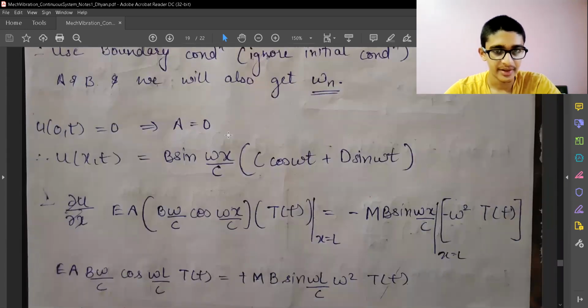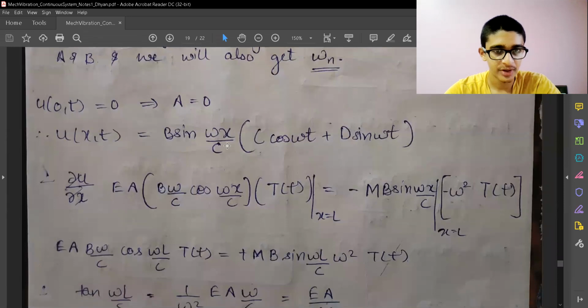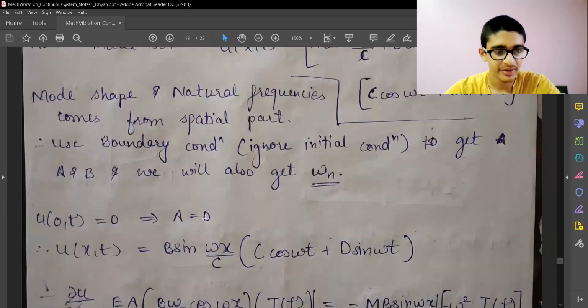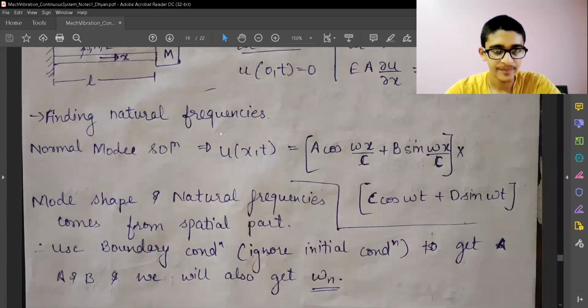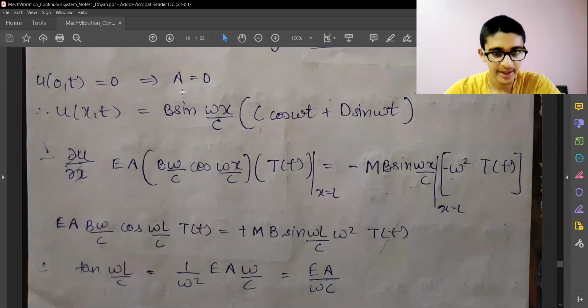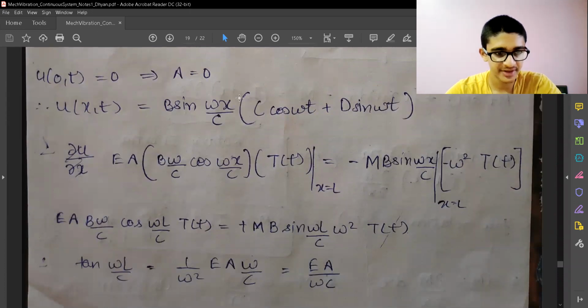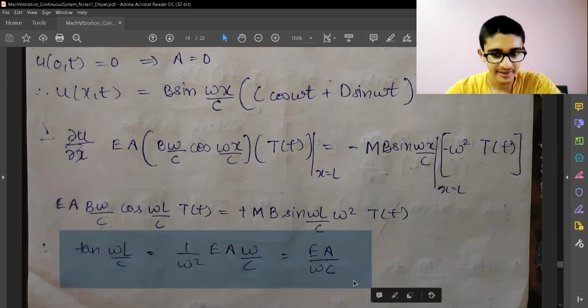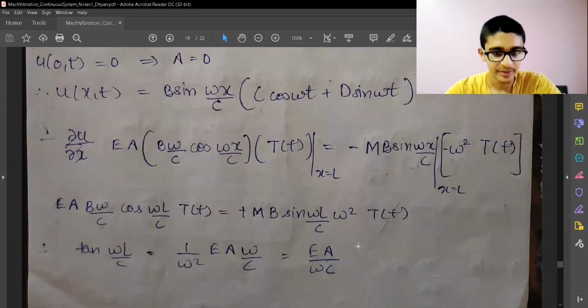We'll get A and B very much similar to what we have done earlier. The boundary conditions are known. We'll use the boundary conditions and the normal mode solution to get the A and B values. So we have got A as 0, and I have got an equation for B. So this is the equation. This is the final characteristic equation after I get the solution.